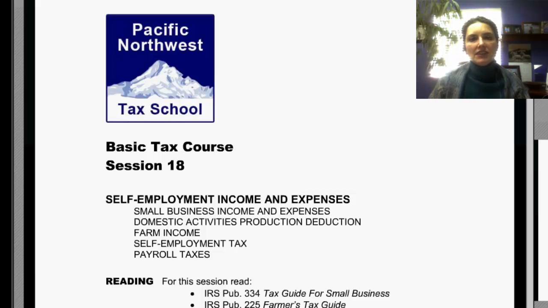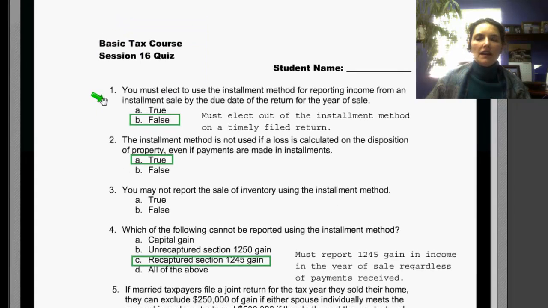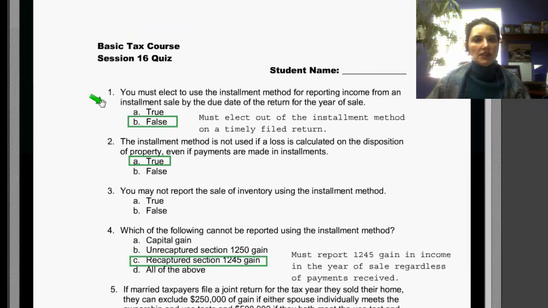We're going to begin Session 18 with a review of the Session 16 quiz answer key. I have up in front of you now the Session 16 quiz, and I'm going to review the most frequently missed questions. Beginning with the very first question, question number 1.